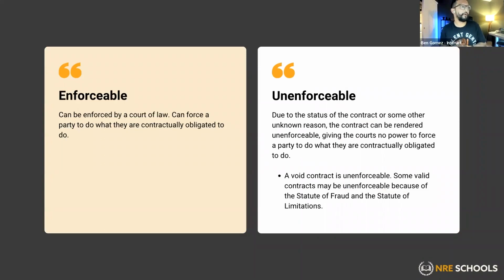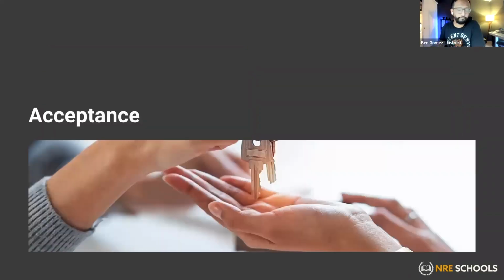Enforceable can be enforced by a court of law. And then unenforceable, due to the status of the contract or a reason unknown, a contract can be found unenforceable. Undue influence, force thrust upon them. When it comes to contracts, they can be enforceable or unenforceable.